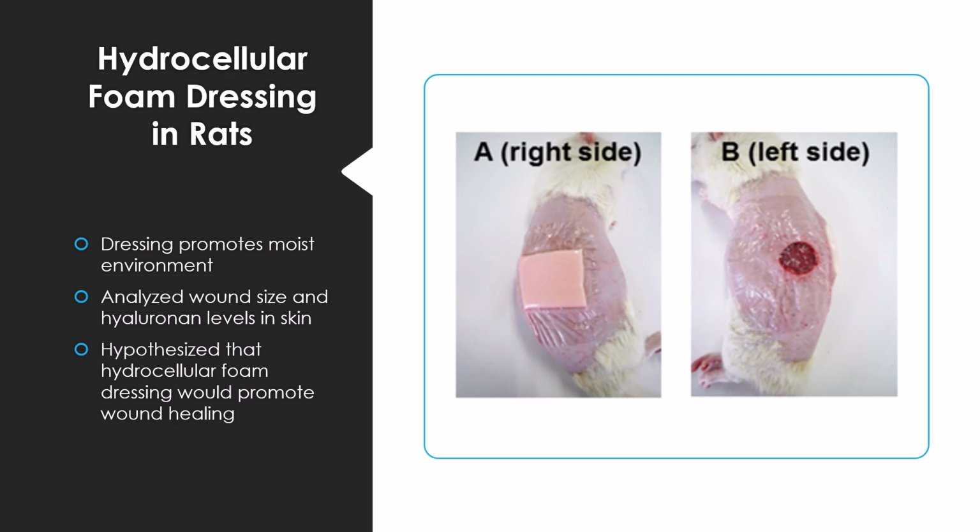In the picture, the rat on the left has the hydrocellular foam dressing, and the rat on the right just has a film dressing. The researchers hypothesized that the hydrocellular foam dressing would absorb the wound fluid, and this would then promote wound healing. They created identical wounds on the rats and measured the area of the wound each day for 7 days. The level of hyaluronin in the epidermis was also measured.